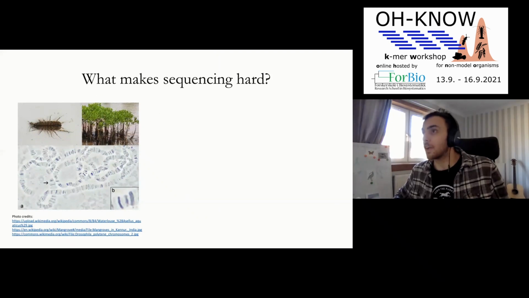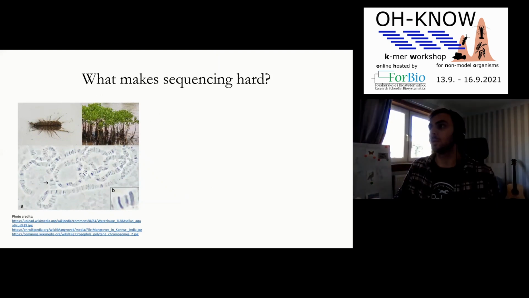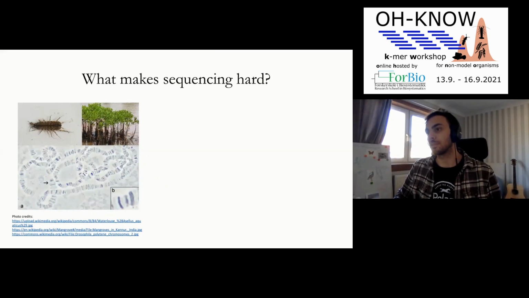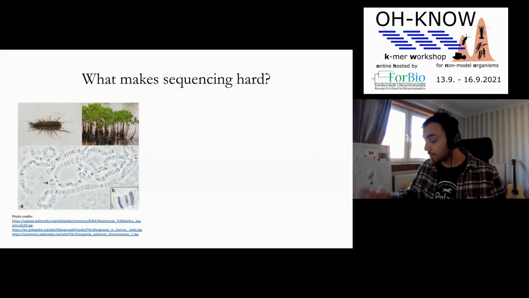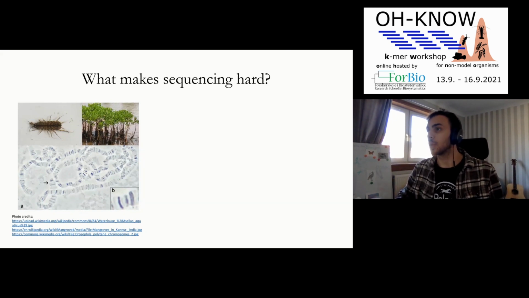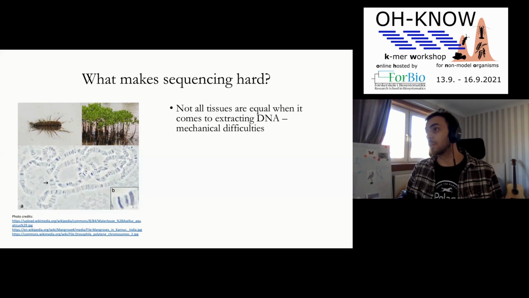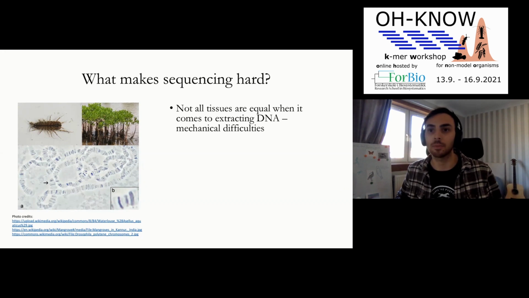So the question really, for everybody who starts working in bioinformatics, I think, is what makes sequencing so hard? There are lots of different factors that can lead to people struggling with sequencing or it being a bit of a daunting task. One of them, which often happens at a very early stage, is that not all tissues are equal. There can be things which are much harder to extract DNA from than others.